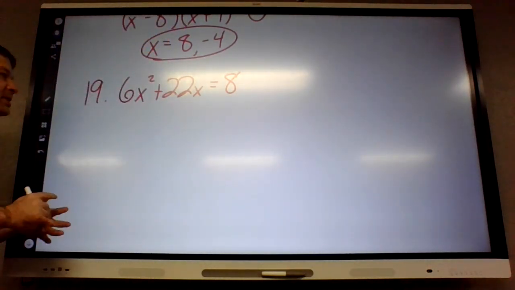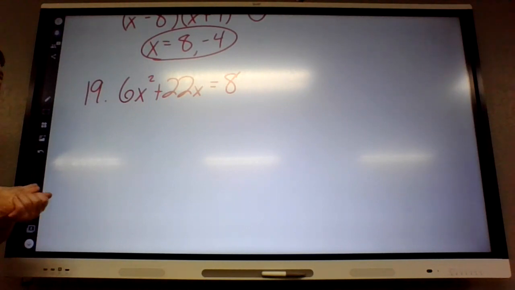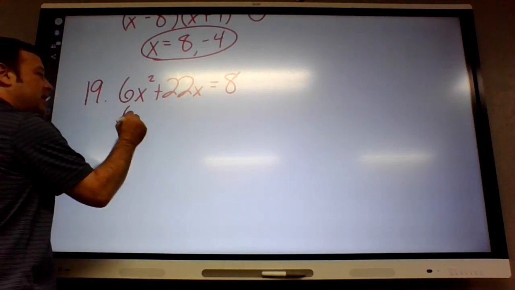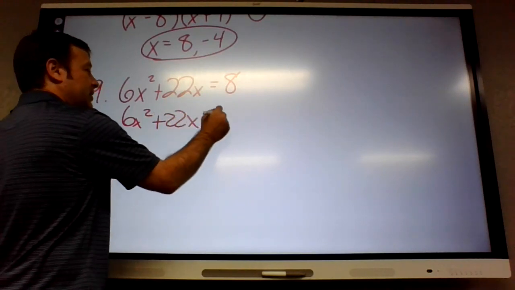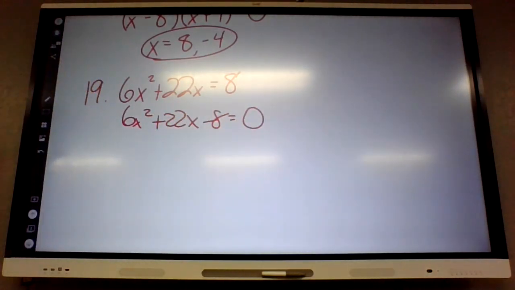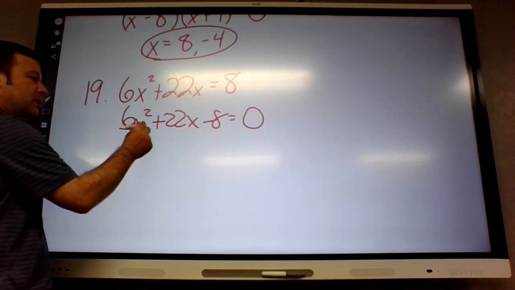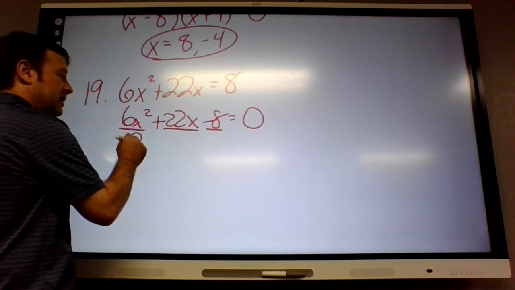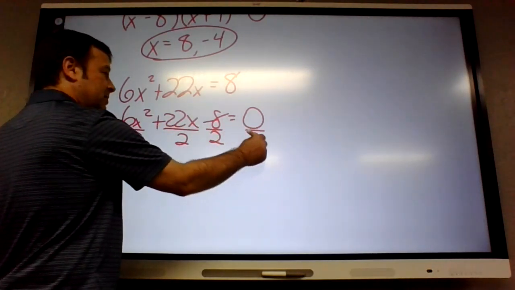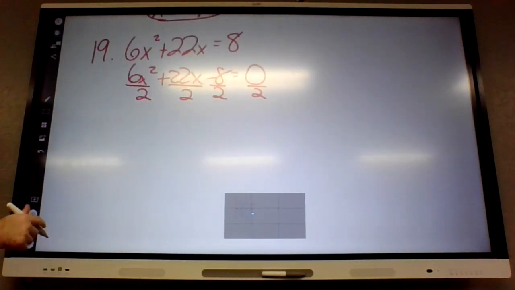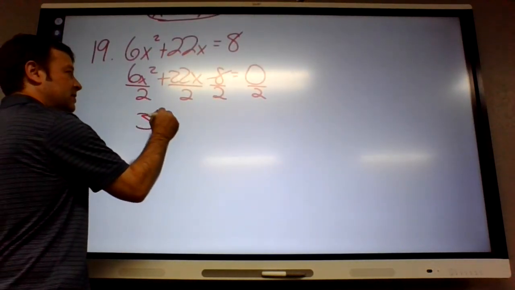Forrest, what should we do first on 19? You should put the 8 over there. Okay, so we should subtract the 8 over, for factoring or quadratic formula. We need that 0 over there. Now what would you do, Forrest? We do factoring. Okay, you could go straight to factoring. There is something that'll make this problem a little bit easier. You could divide by 2. If we divide both sides, everything by 2, it'll make the numbers a little smaller, which makes factoring easier.